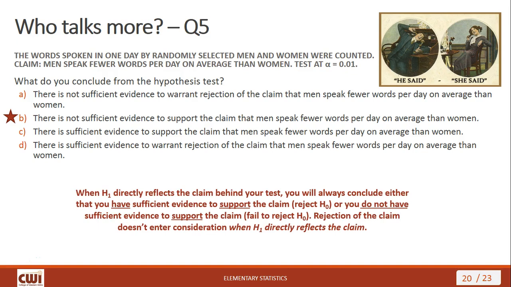So remember, when we reject H0, we have sufficient evidence. When we fail to reject H0, we do not have sufficient evidence, or we have insufficient evidence. And we're going to say support the claim because our alternative hypothesis matches the claim.